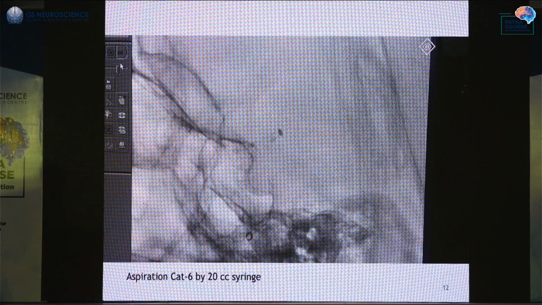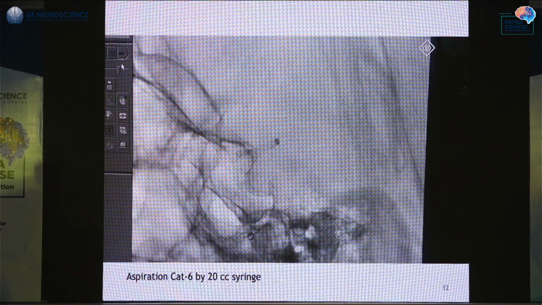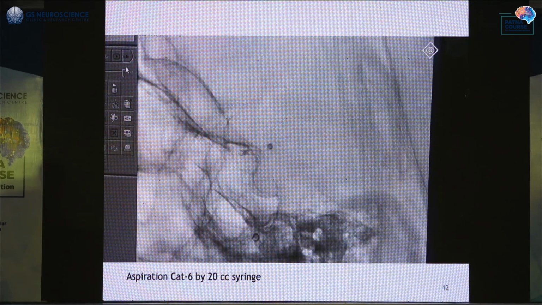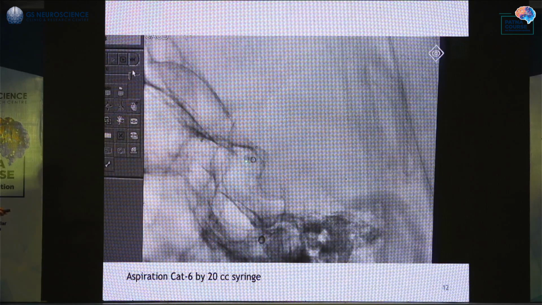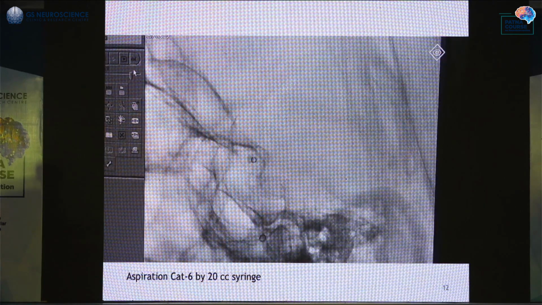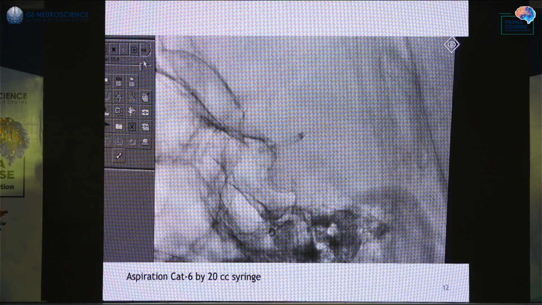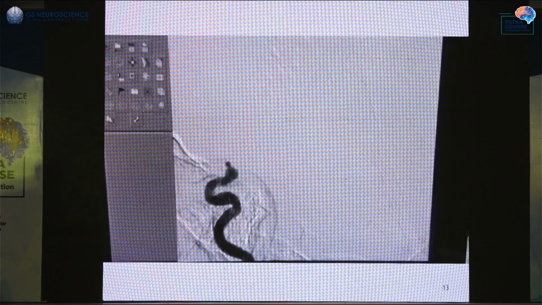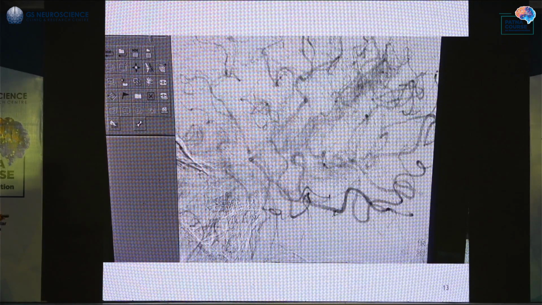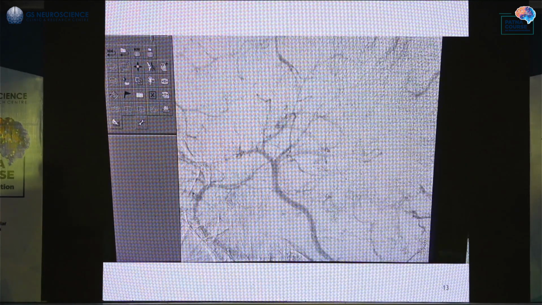So I started aspirating very slowly with a 20 cc syringe. The first portion is aspirated, now the second portion of the thrombus is also aspirated. My catheter is there in the MCA, okay? And it took me around 7 minutes to open up the artery, okay? So this is the way you can open up the artery.